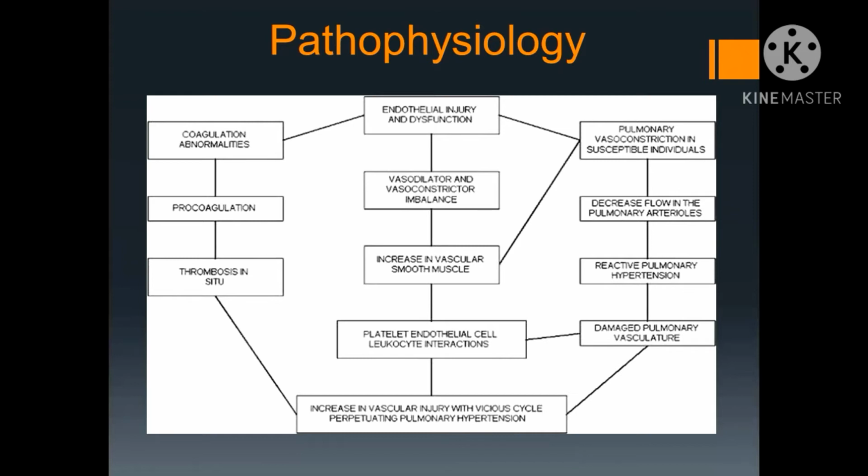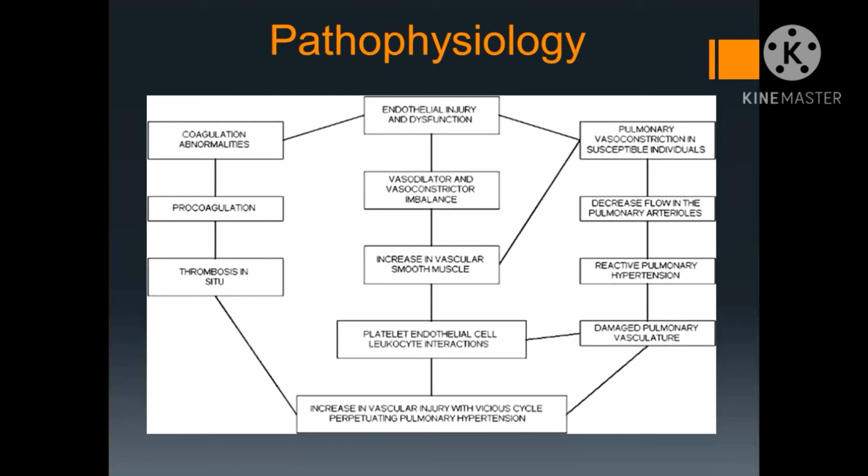In coagulation abnormalities, endothelial cells trigger fibrin formation as well as platelet adhesion and aggregation to promote coagulation that may result in thrombosis. Thrombosis is the formation of an occlusive clot within a blood vessel that reduces blood flow to distal tissue and organs, resulting in increased vascular injury with a vicious cycle perpetuating pulmonary hypertension.